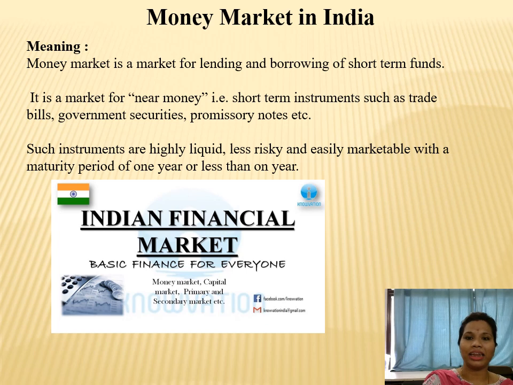Such instruments are highly liquid, low risk, and easily marketable, with a maturity period of 1 year or less. Once again, the money market works with near money, which are short-term instruments: bills, promissory notes, trade bills, government securities. All these are highly liquid instruments which can easily be converted into money within a period of 1 year or less.